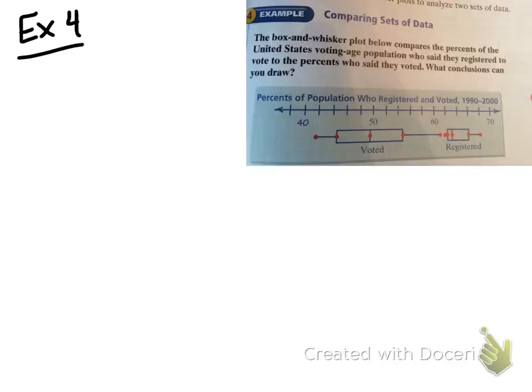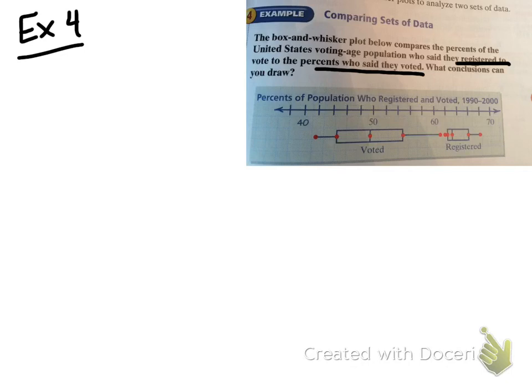So looking over here, this box and whisker plot compares the percents of the United States voting age population who said that they registered to the percents who said they voted. So we're comparing those who said that they registered to percents of those who said they voted. And what conclusions can we draw?